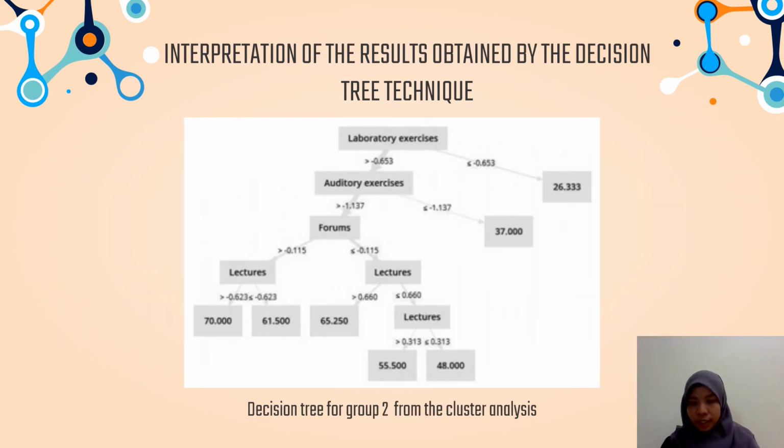Finally, the third decision tree model in this diagram represents the behavior of the students from group 2. This group was the smallest and contained 19 students who had the highest frequency of access to the content from the e-learning system. According to this diagram, low frequency of access to materials for auditory exercise and laboratory exercise indicates a lower score on the midterm exam.